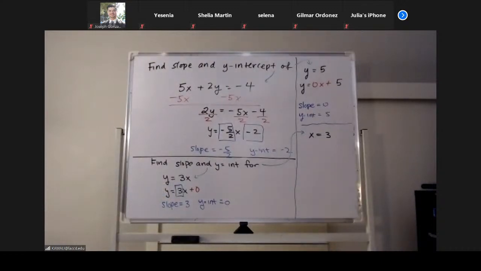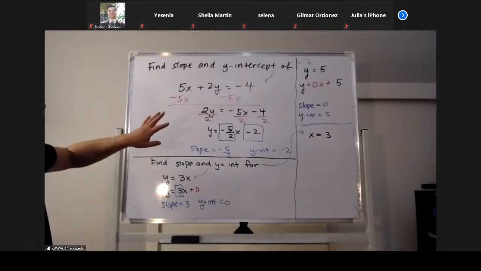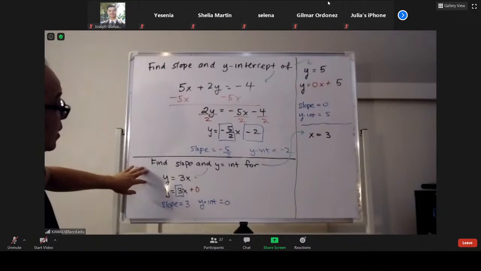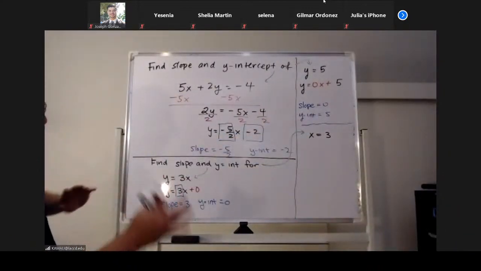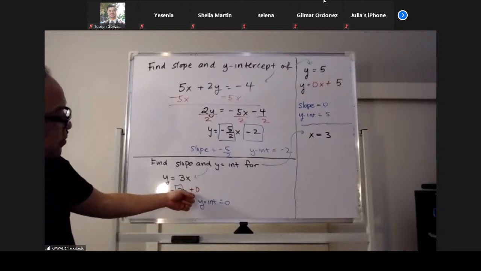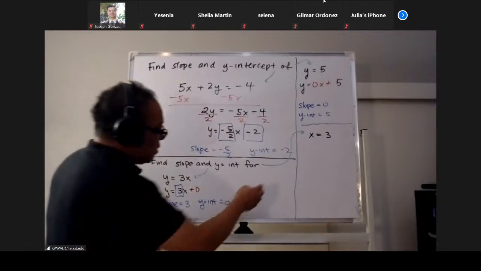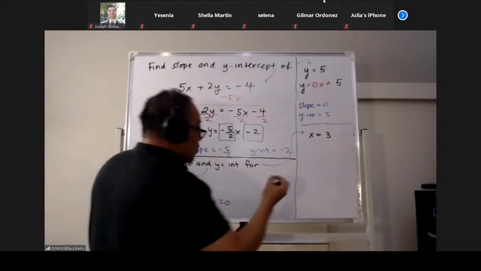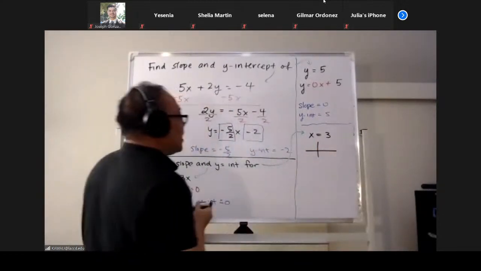So let's look at this. Now, all of these have a y in it. So if it's possible to isolate the y, you just isolate the y. And anything that's missing, you just make it equal to 0. Okay. Now over here, this one has no y. So the easiest way to do it is to graph this and then to look at it.